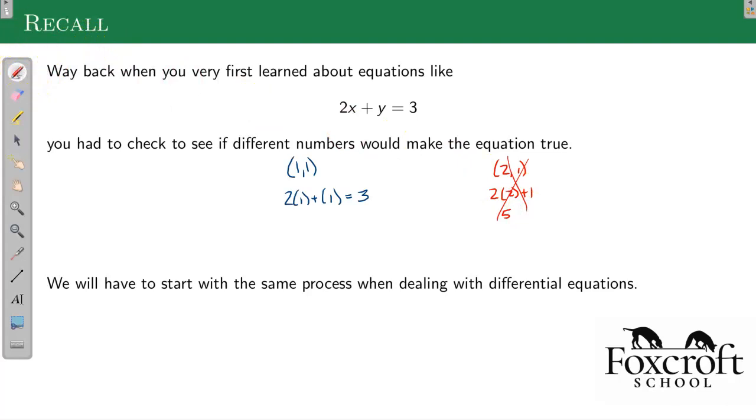Before we talked about solving equations, you probably just plugged a bunch of stuff in. Is this thing a solution? Is it not a solution? Same thing with differential equations. This is a new type of equation you haven't dealt with before, and we just want to figure out, is this thing actually an answer?